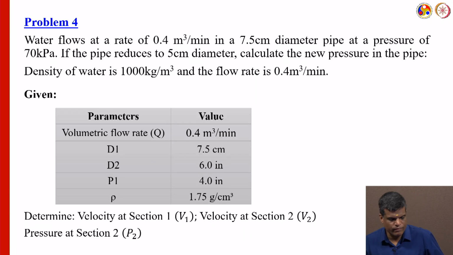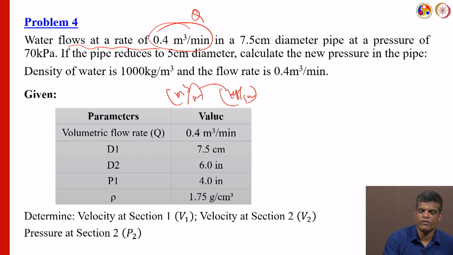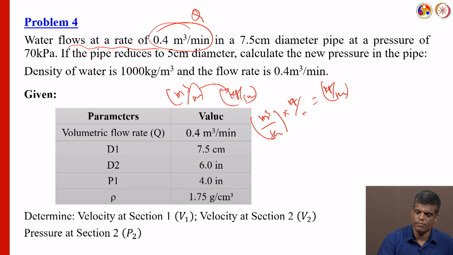So, problem 4, it's the last problem, we will see here. Water flows at the rate of 0.4 meter cube per minute, that is again Q, the volumetric flow rate. But normally we need the mass flow rate, so what do you have to do? You have to convert to mass flow rate in kg per second. Here the volumetric flow rate is meter cube per second, and we can convert from volumetric flow rate to mass flow rate. We want kg per second, so it is very simple. This is the mass flow rate we need here. You multiply with the density in kg per meter cube.